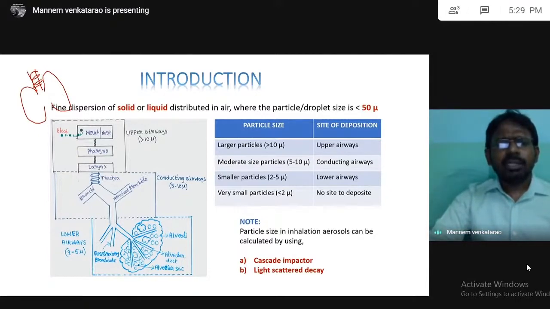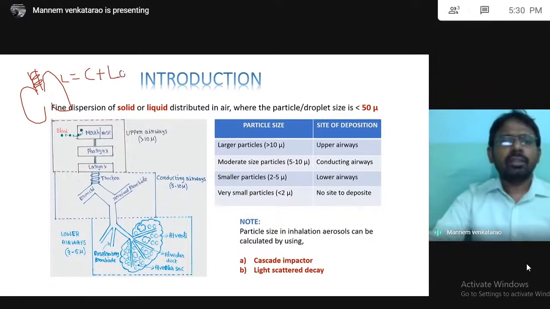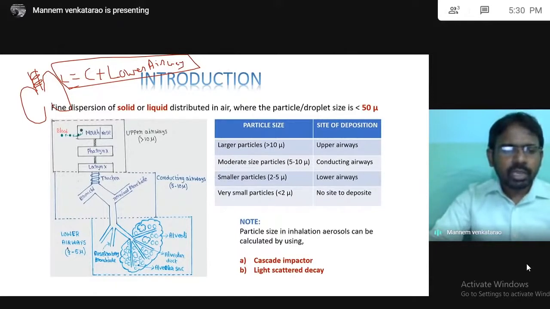Now, which parts are combinedly called the lungs? One is the conducting airways and another is the lower airways. This is called the lungs. Now tell me which particle sizes can distribute in the entire lungs. In the lower airways, the smallest particle is 2 micron. In the conducting airways, the largest particle is 10 micron. That's why 2 to 10 micron in the lungs. This is called the lungs.